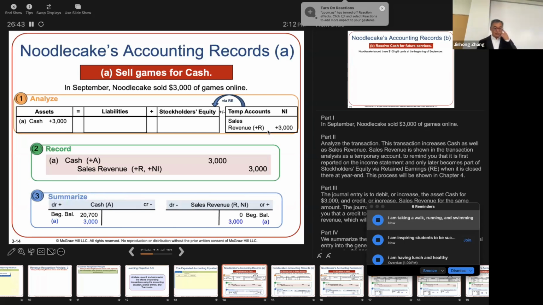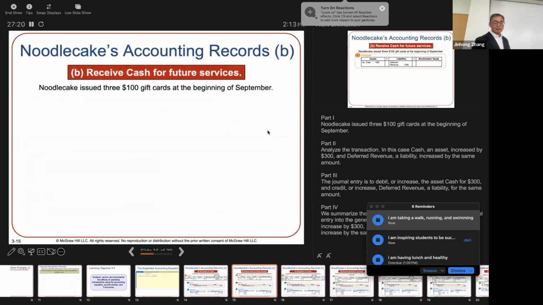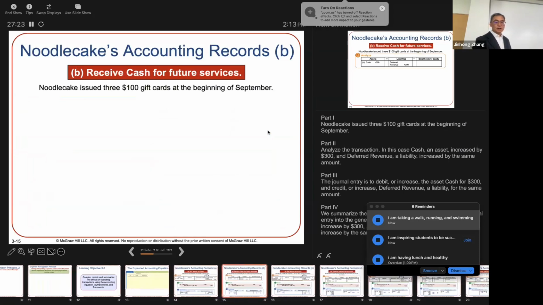And then you put into the T account, the cash T account, you put into the debit side a $3,000 increase, and then the sales revenue, you put into the T account on the credit side, $3,000 increase. So the balance of cash is now $23,700, and the sales revenue is $3,000. If this is the end of the month, that balance goes to your trial balance. And then in the trial balance, now you move things around. Some go to the asset section, some go to the liability section, and then it's a balance sheet.